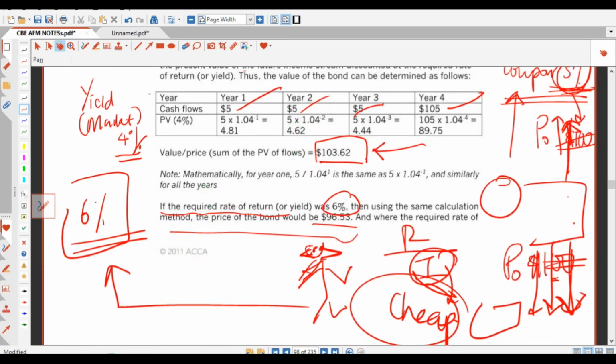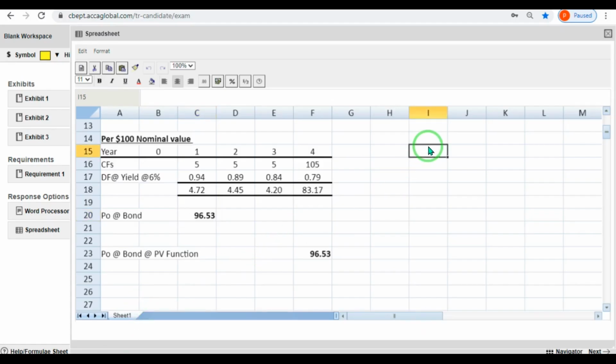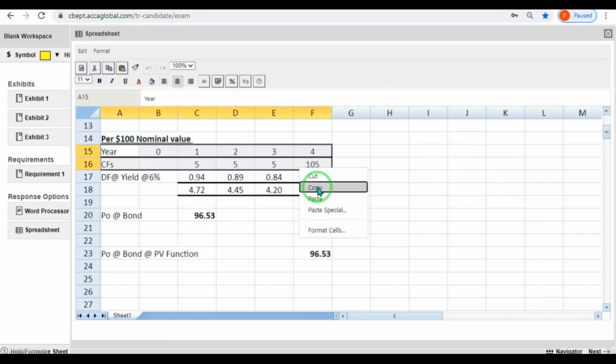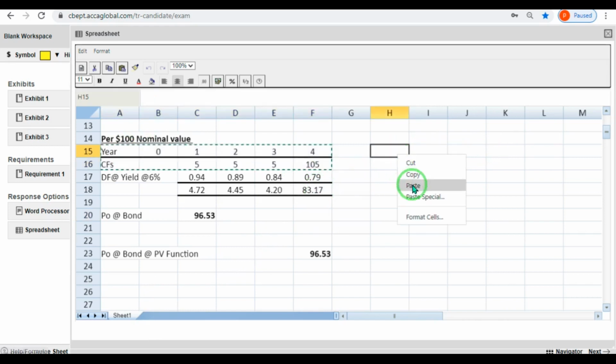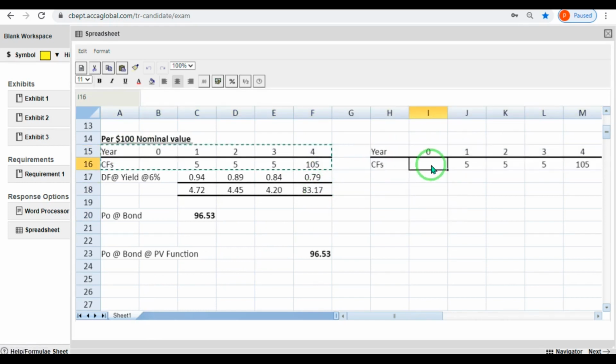Now, let me explain to you in another way. If you ask me to find what the yield is, let's paste it here. I'll put the price here at 96, the exact price. All right, let's round up to 0 decimal places.